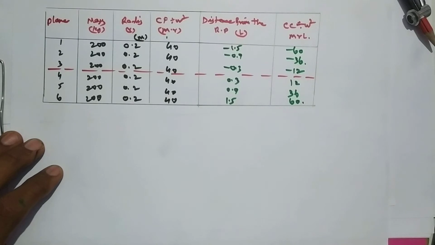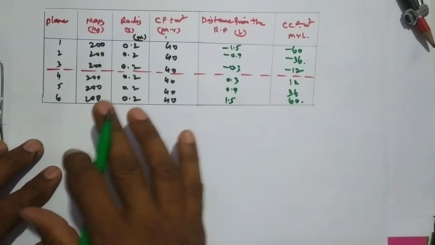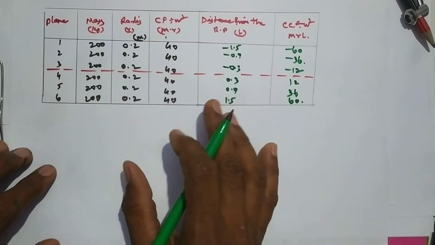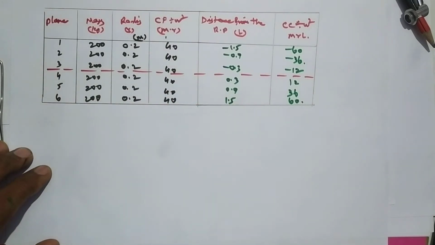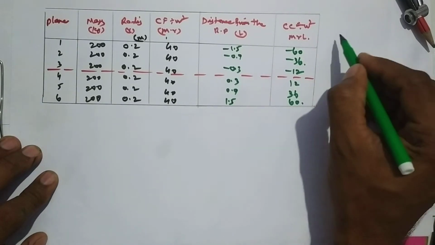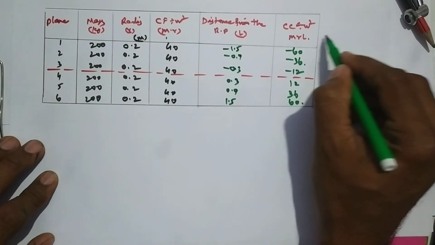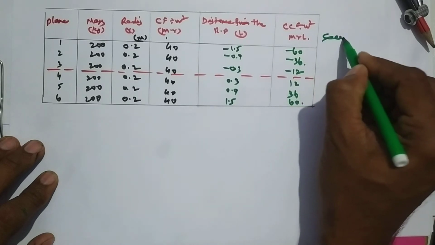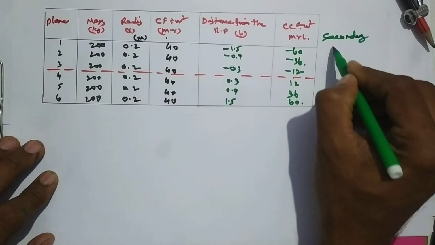So before that, before going to draw the secondary force and couple polygon, you should draw the angular position. The angular position is already according to the secondary balancing.